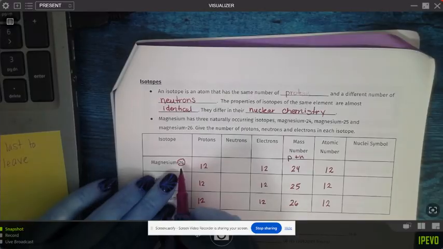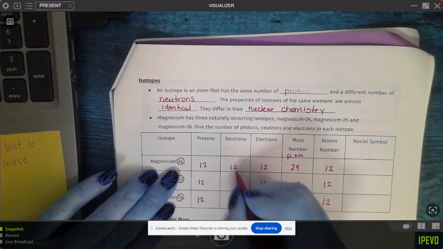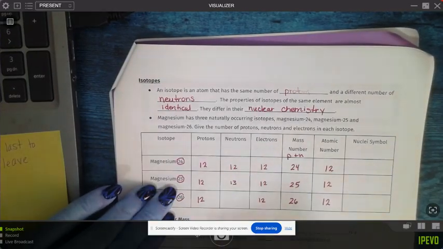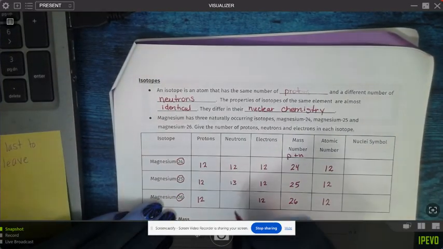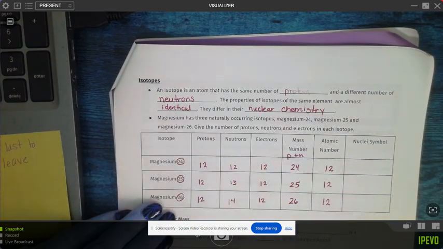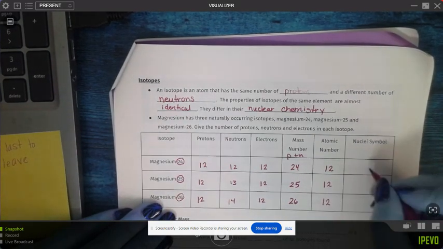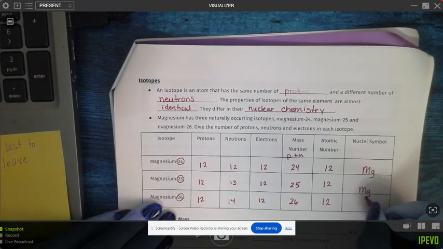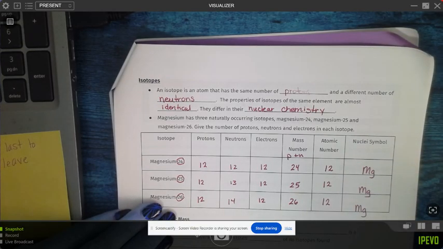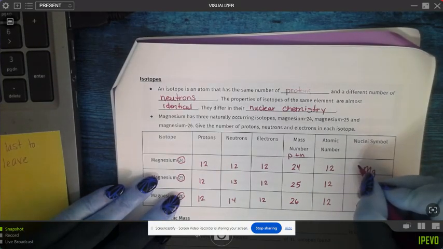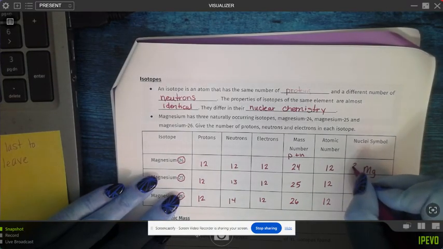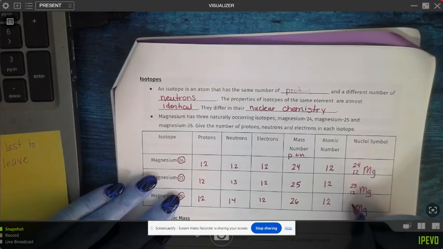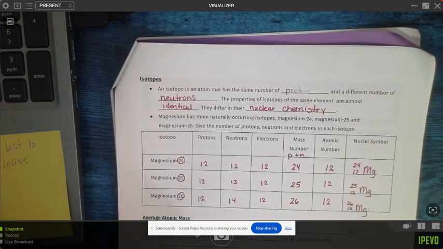The mass number is the number of protons plus neutrons. Okay, so that means in magnesium 24, there are 12 neutrons. In magnesium 25, there are 13 neutrons. And in magnesium 26, there are 14 neutrons. And then we're going to write the nuclear symbol just to practice. And remember, that's always going to be the element symbol, and then we have the mass number on top, atomic number on the bottom. So 24, 12, 25, 12, and 26, 12.